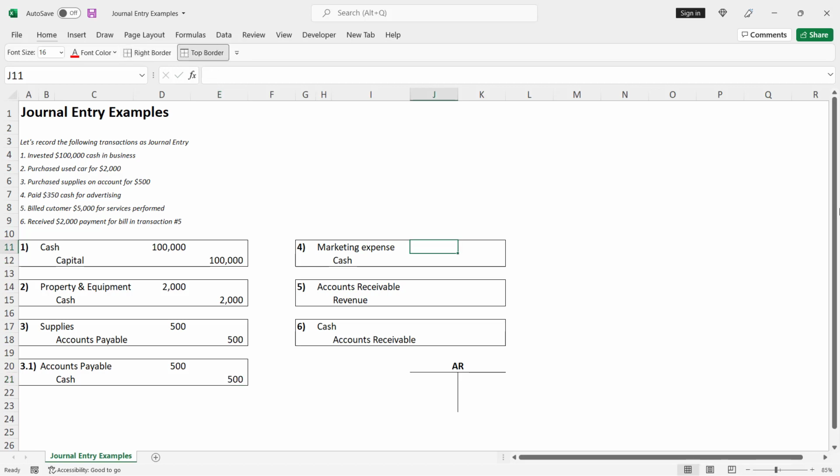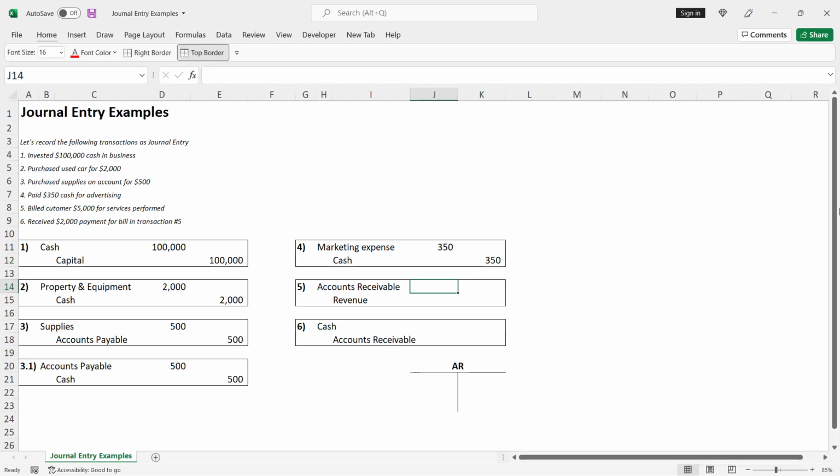The next transaction is number 4. We paid $350 cash for advertisement. In this case scenario, advertisement expense will be debited for $350, and we paid for this expense with cash, so we will credit cash for $350. Perfect.